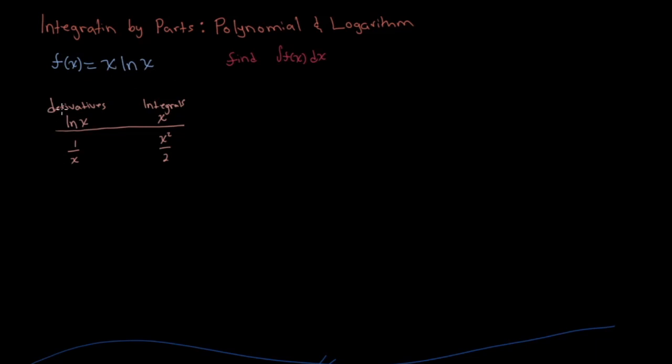So as before, I have my derivatives column and I have my integrals column. The only differences are that you have to have the ln function in the derivatives column, and then you put the polynomial in the integral column. This is the only situation where you put the polynomial in the integral column. And you only do one row: one derivative and one integral. And of course, I'm going to put my minus sign here.